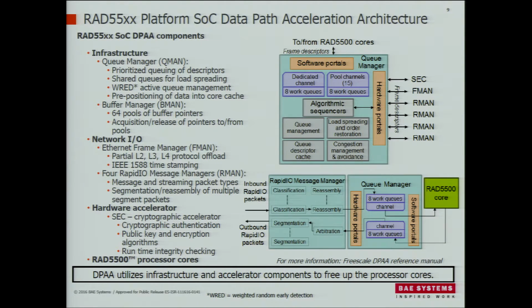So at any rate, just real briefly, there's a buffer manager, a queue manager that sits in the middle to facilitate this acceleration. There's your actual I/O interfaces, so FMAN is the Ethernet frame manager. RMAN is the RapidIO message manager, and there's several instances of that block in the system. And then SEC is the security engine that does the cryptographic acceleration.